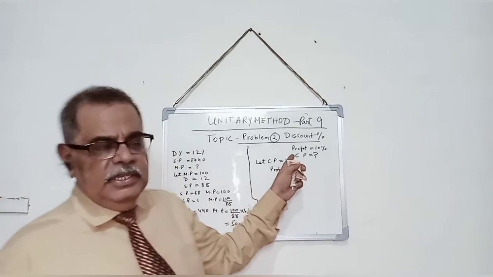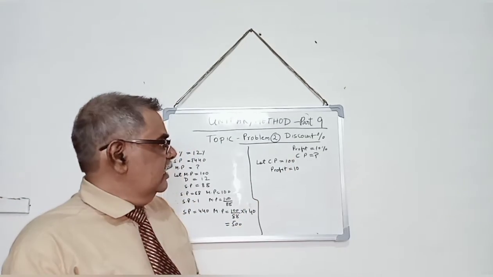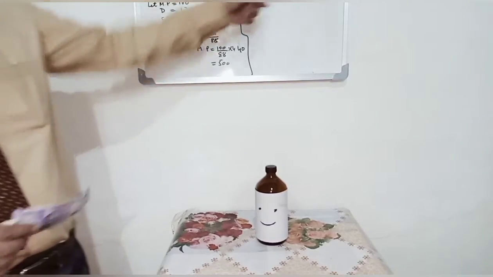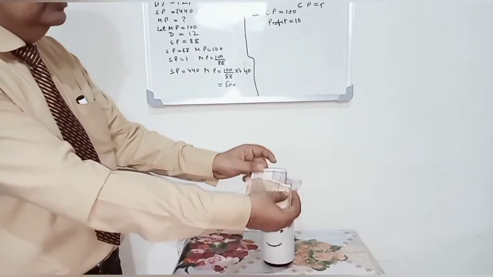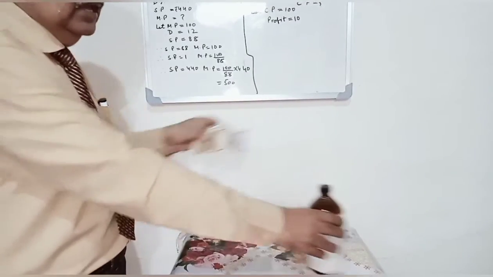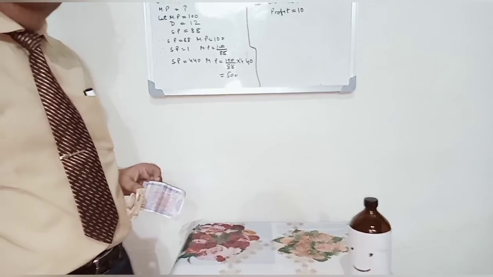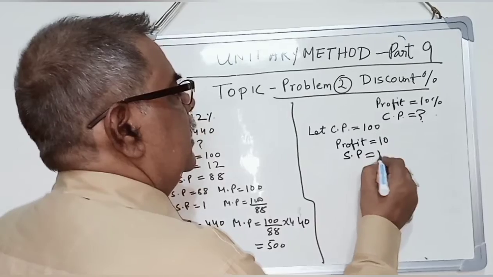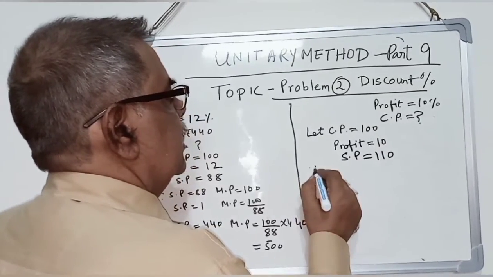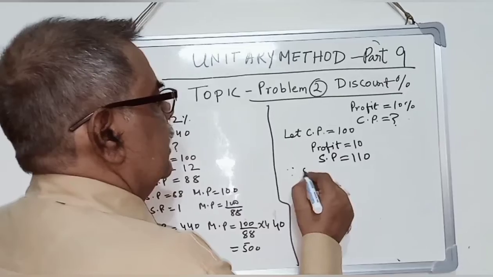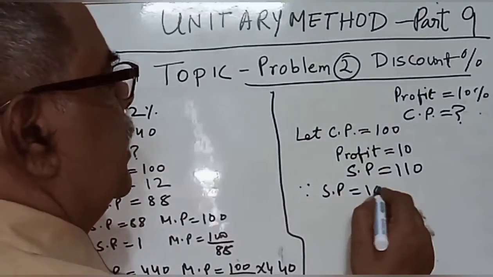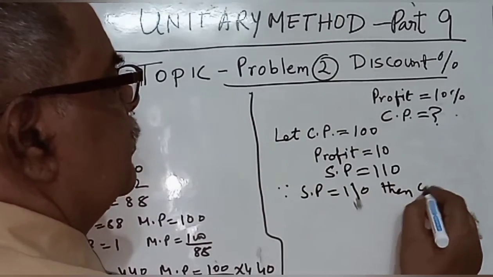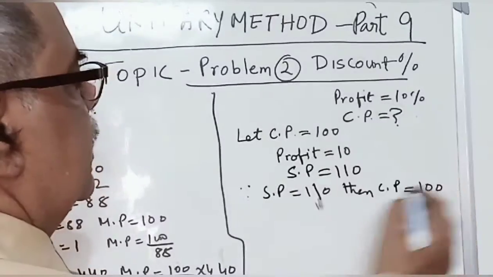And if CP is 100 and profit is 10, then what is going to happen? If somebody gives me 110 rupees, I am going to give him the bottle. That means SP is 110. Since SP is equal to 110, then CP is equal to 100.